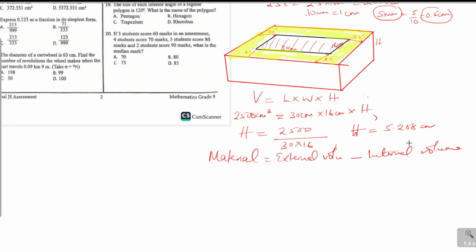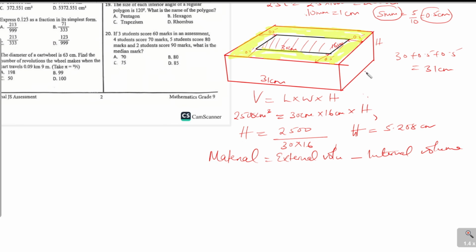That is what you're going to do. So for us to get the external volume, it will be given by the volume of the outer rectangle. And you can see, for us to get the volume of the external rectangle, we have to add everything from this point to this point. So you have 30 plus 0.5 plus 0.5, which will give 31 centimeters. So this is the length, that 31 centimeters.